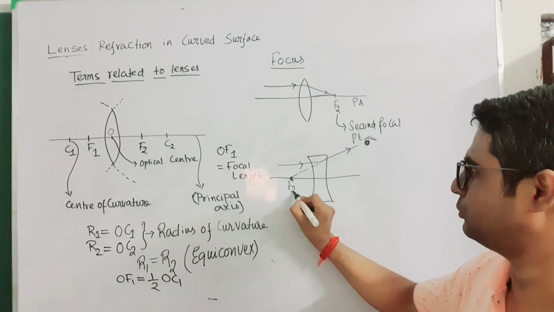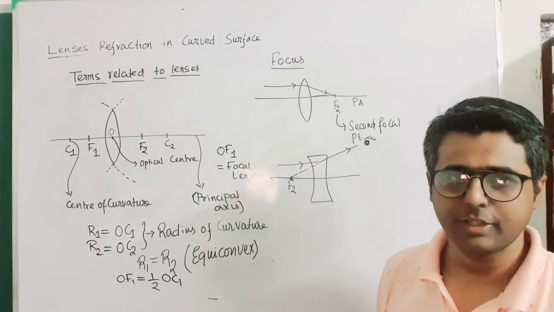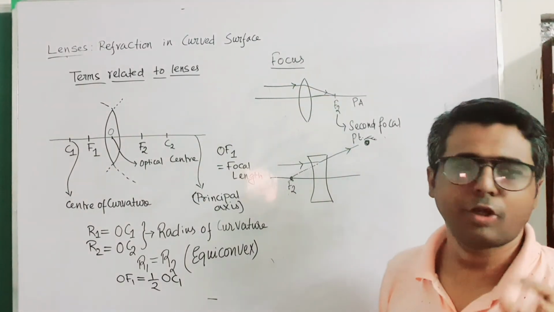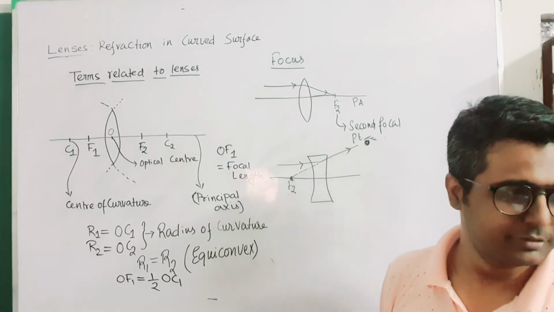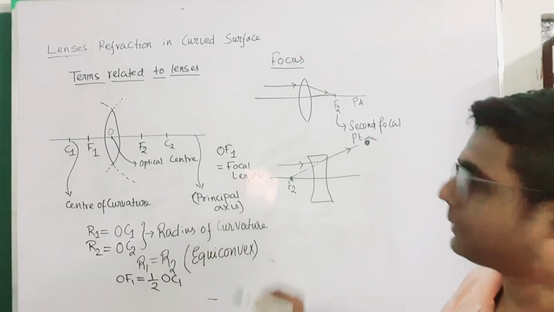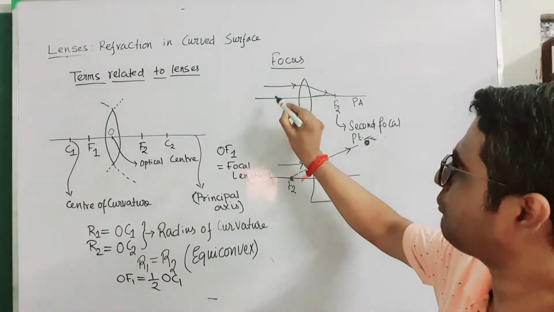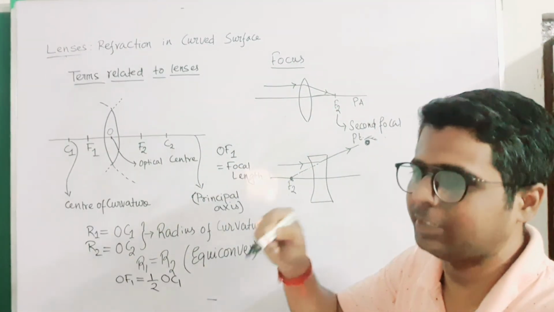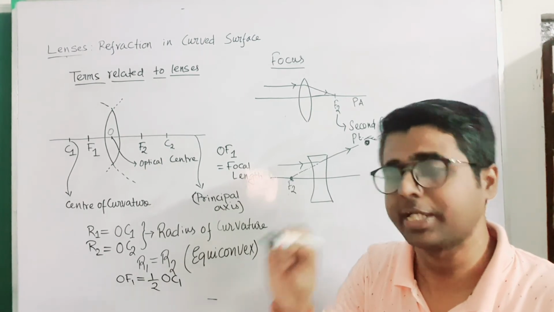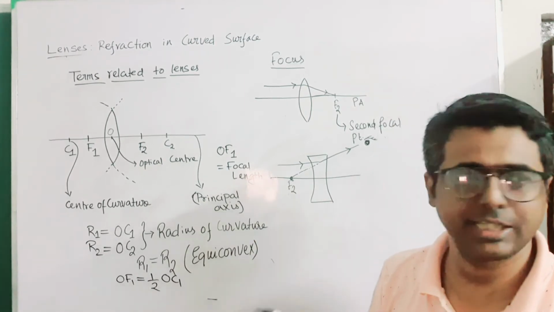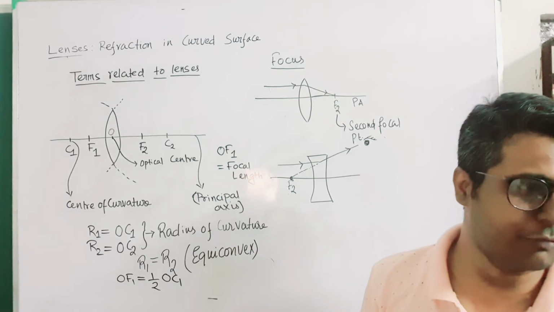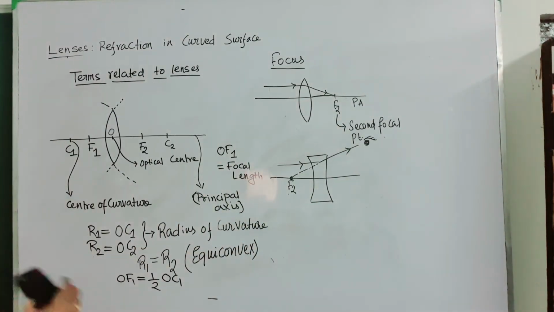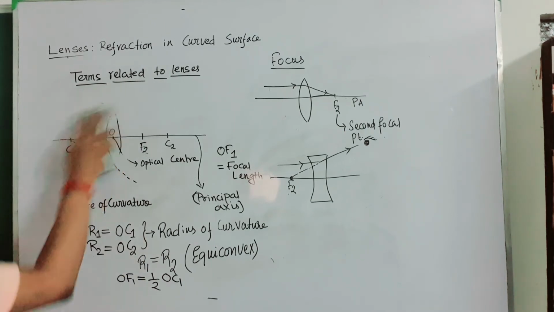This will be F2. So F2 is determined only on the basis of when the incident ray is falling parallel to the principal axis. Whether it really or virtually meets the principal axis, that point is F2, whether it be for a convex lens or a concave lens. So we have just discussed the second focal point.